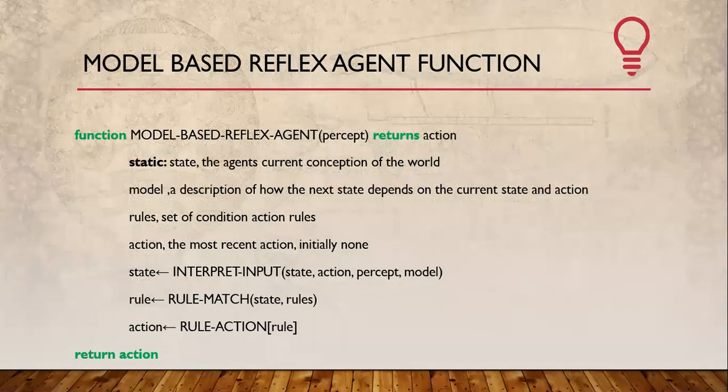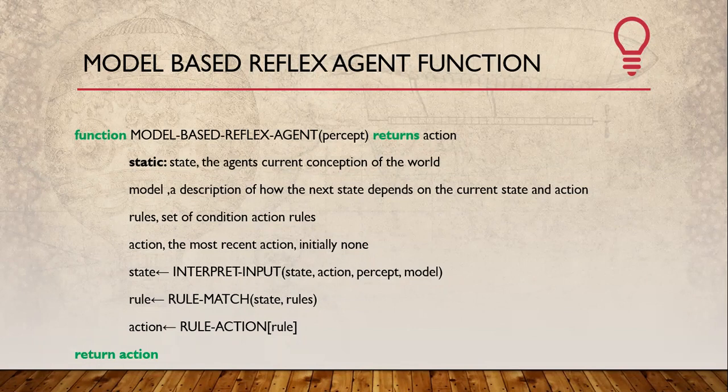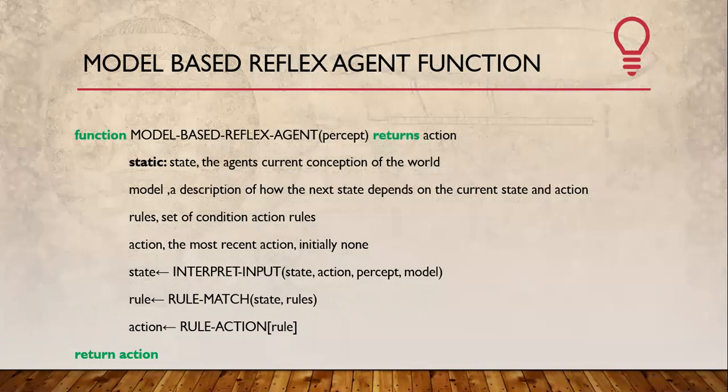And then the details which will be stored in the model based agent are the state, the model, which will have the description of how the current state depends on the previous state, and how the next state depends on the current state and the action, a set of rules, and of course a set of condition action rules also. And then the action. Initially the action will be none, and depending on whatever actions are taken by the agent, depending on the history of percepts, this parameter can also grow.